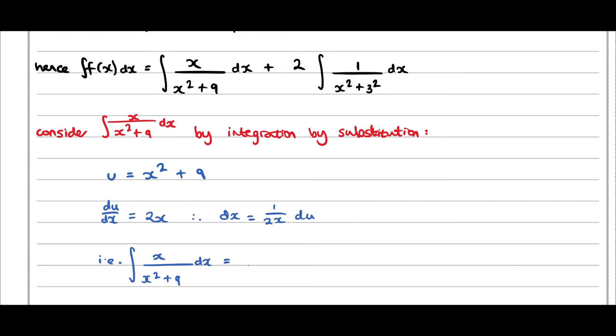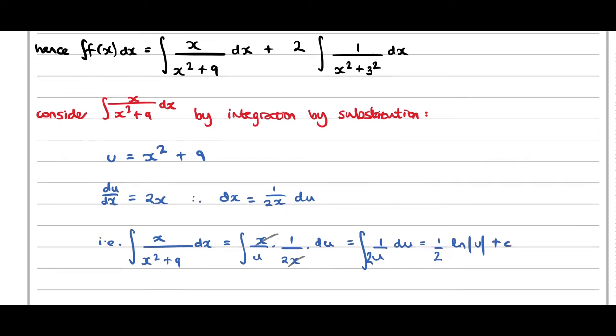we have x over u, and then dx, that was 1 over 2x, multiplied by du. The x's cancel, and therefore we end up with a half times the integral of 1 over u with respect to u. Integrating 1 over u, that would be the natural log of u. And don't forget, we still have this half. So we end up with a half times the natural log of u plus c.